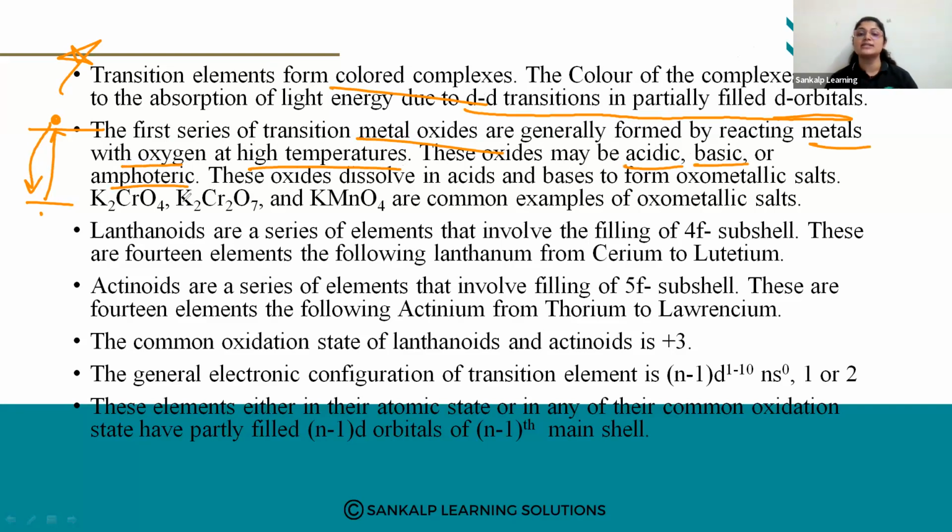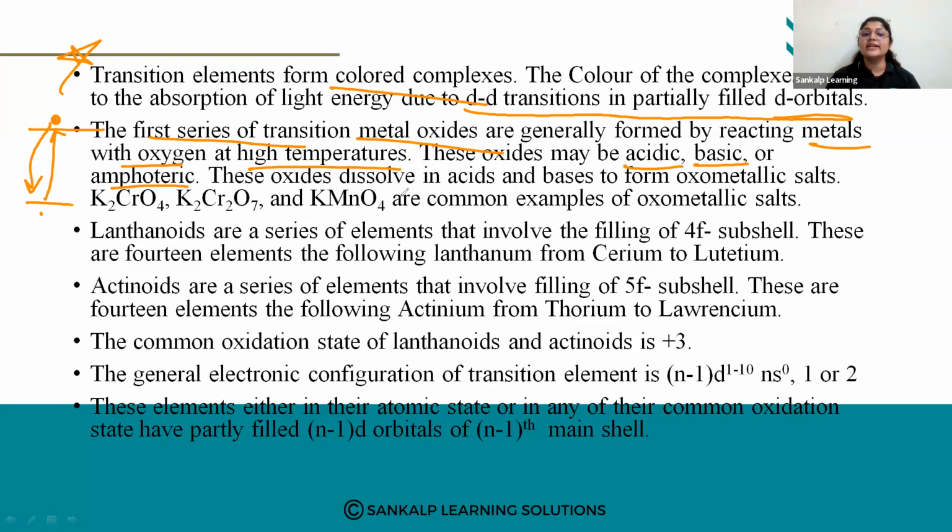They will act both as acid as well as base. Okay, so the metal oxides, how are they formed? By reacting metals with oxygen at very high temperature. The first series of transition metal oxides are formed by reacting the metal with oxygen at higher temperature. These oxides may be acidic, basic or amphoteric in nature.